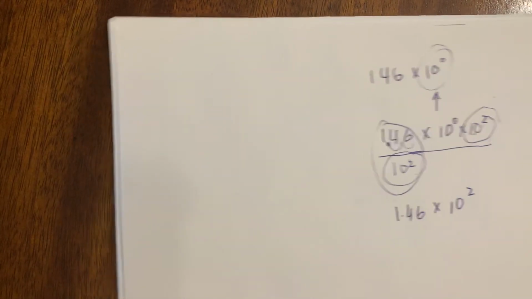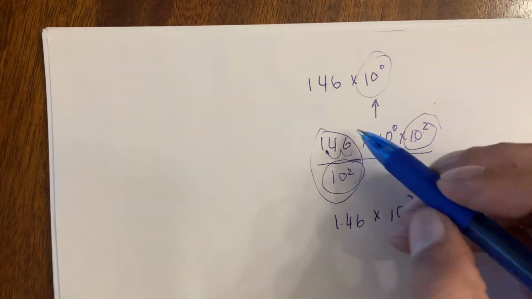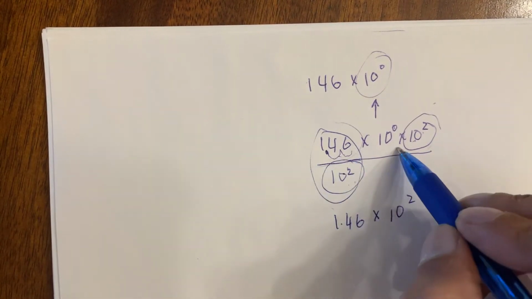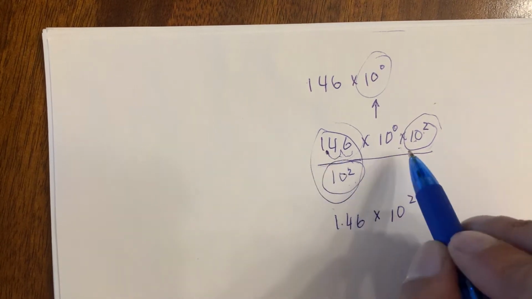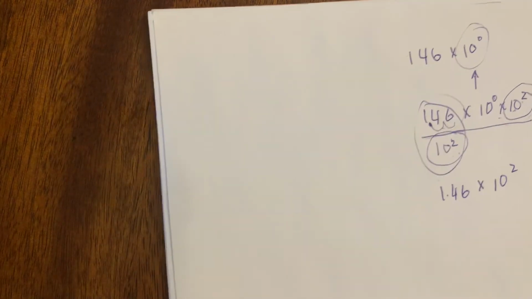Simple. Another way of looking at it is that if you are going to make this smaller, you've got to make that guy bigger. If you're going to make this bigger, you've got to make that guy smaller. Let's look at some more examples.